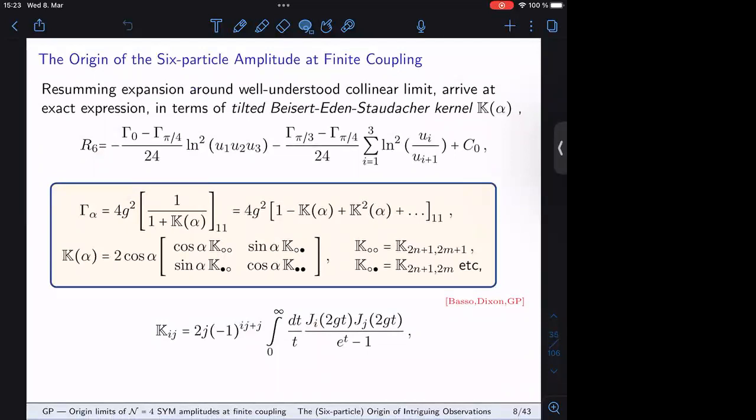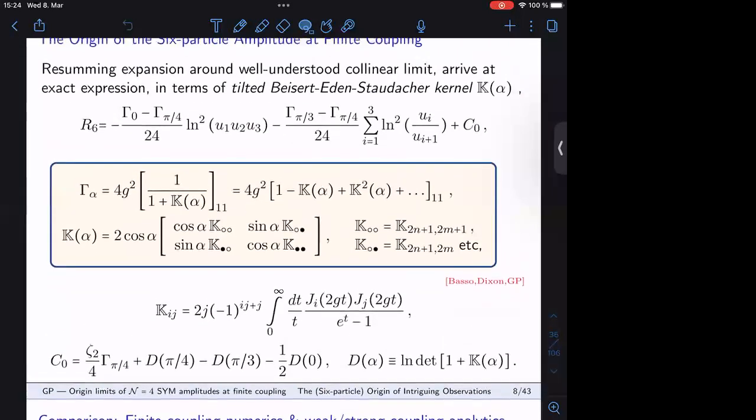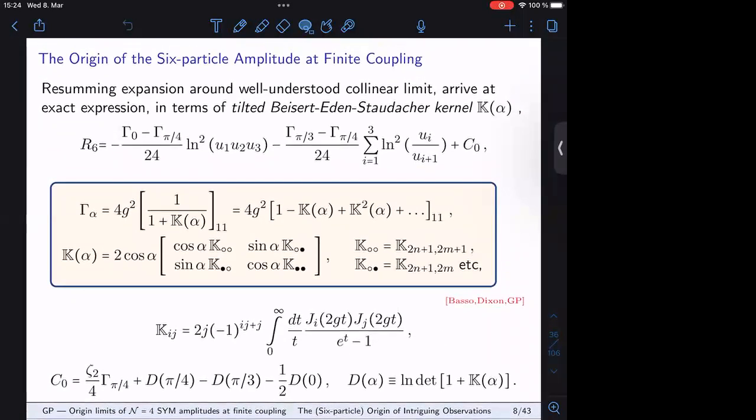So I just remind you what these matrix elements are. And we could even do better. We could even find the constant term in this case in terms of the log det of this infinite matrix. So that was the status about 2, 2.5 years ago. Are there any questions up to this point about the six-particle origin?